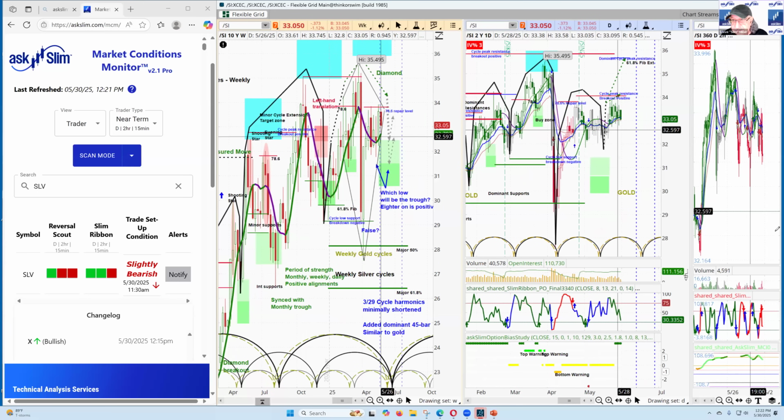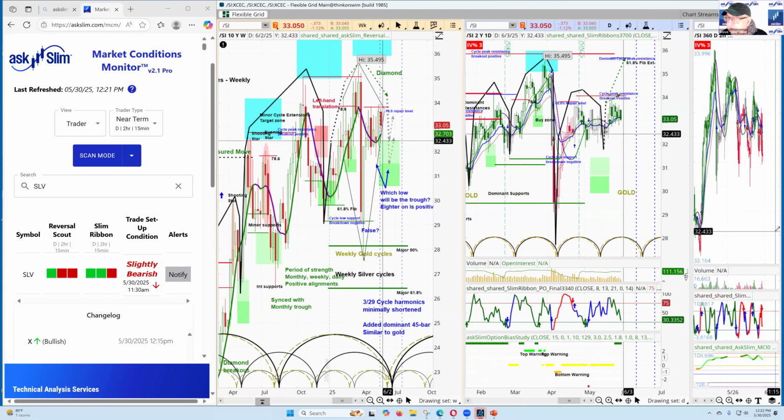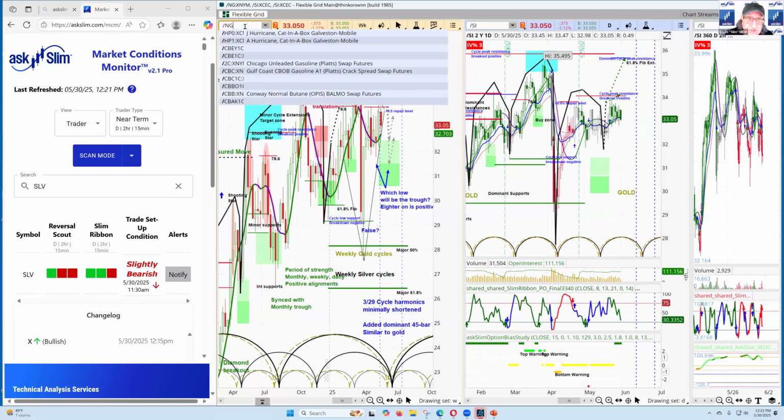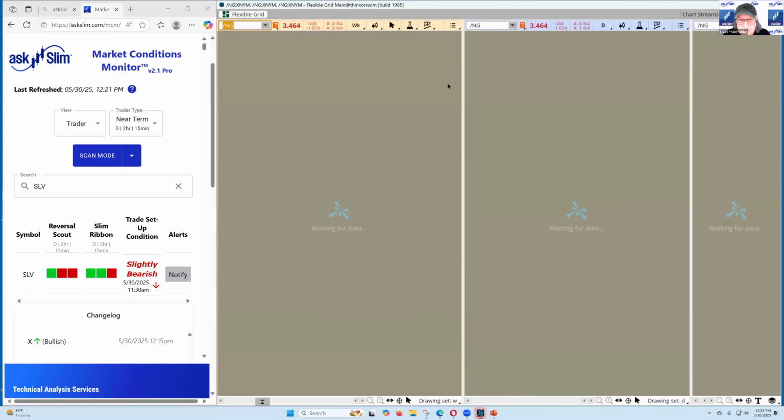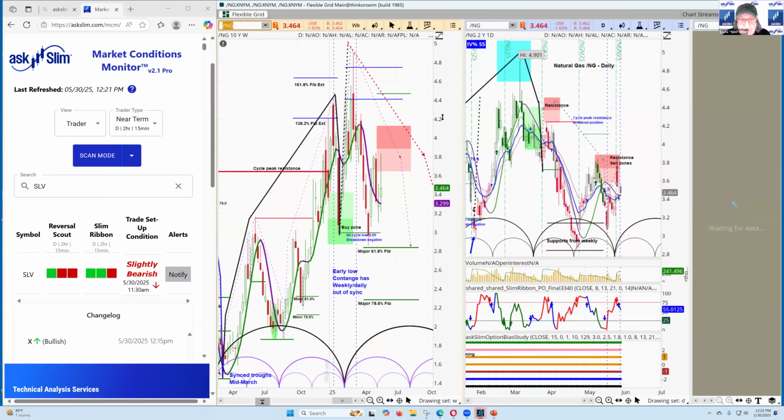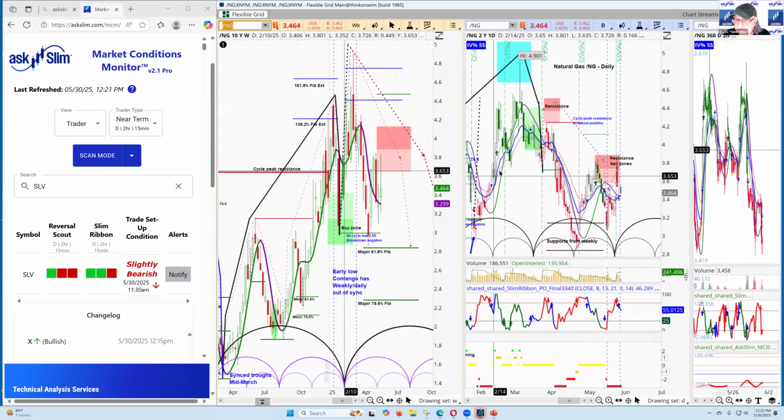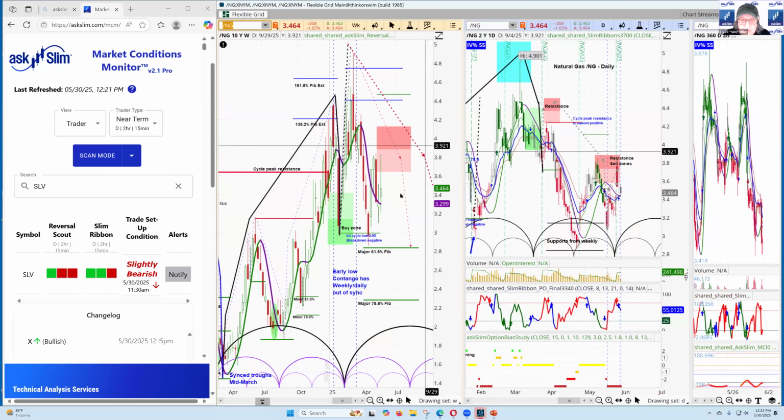I'm a buyer. When I look at this, the buy time frame for me may be a few weeks away. So that's a look at silver. Let's take a look at natural gas, /NG. And this really hasn't changed much since we looked at it before.